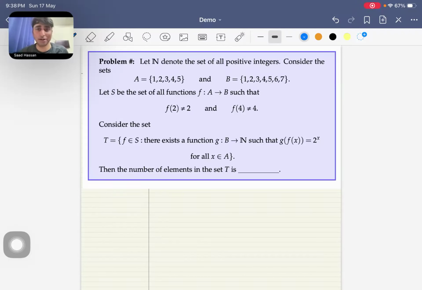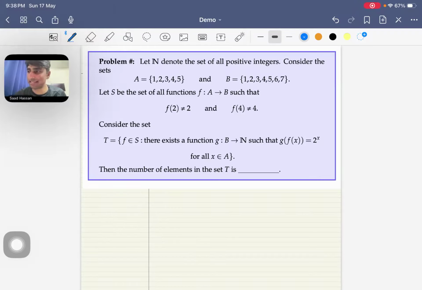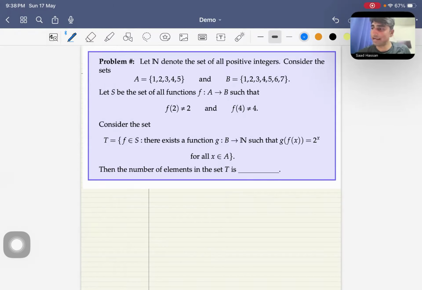Well, hello and welcome, and I'm going to take up another problem of JEE, which was conducted today, in fact. The problem says: let N denote the set of all positive integers. Consider the set A containing the first five natural numbers, and the set B containing the first seven natural numbers.